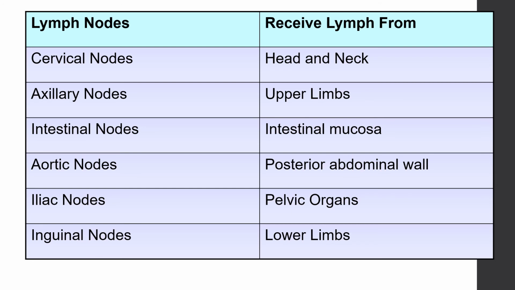This is by far not a comprehensive list, but these are some of the ones that most references agree are important to know. Cervical, axillary, intestinal, aortic are also sometimes given other names, the ones on the posterior of the abdominal wall. The iliac nodes drain the pelvic organs, and the inguinal nodes drain the lower limbs.